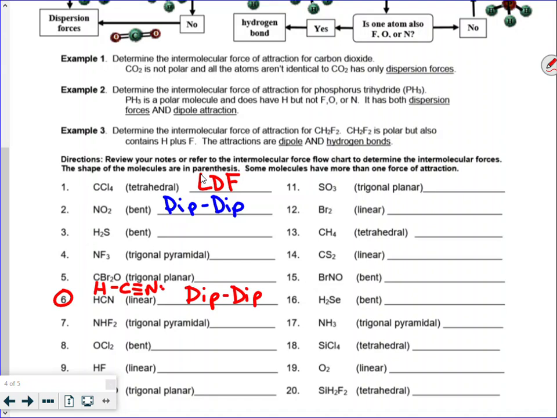Okay? So pay close attention to that kind of stuff. Where is the bond? Because if it's not directly between HF, HO, or HN, if there's a C in the middle or something, no, it does not fit the definition for hydrogen bonding. Okay? Good with that? All right, so I'm going to let you practice, then we'll come back and ask questions in a minute.